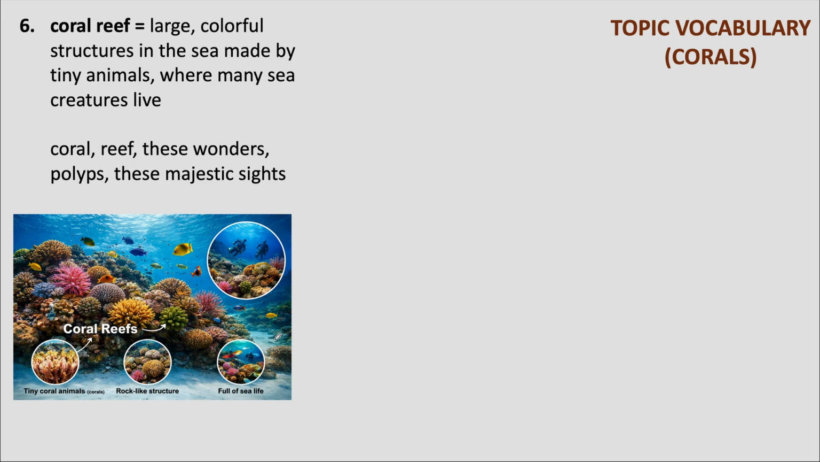A coral reef is basically a structure in the sea made by tiny animals, and they often look like colorful plants. Many sea creatures live in these structures. In the passage, there are many different ways coral reefs are referred to, and this becomes important when we are looking for answers. Sometimes they are just referred to as coral or reefs, and also as these wonders or these majestic sights. It is also explained that coral reefs are made of polyps, which are tiny sea animals. So sometimes, instead of directly saying coral reefs, the passage refers to them as polyps.